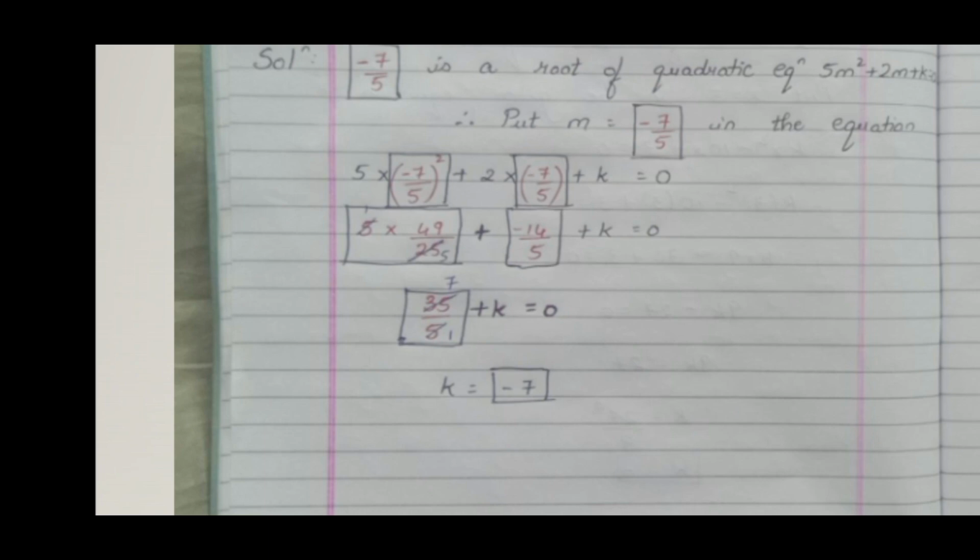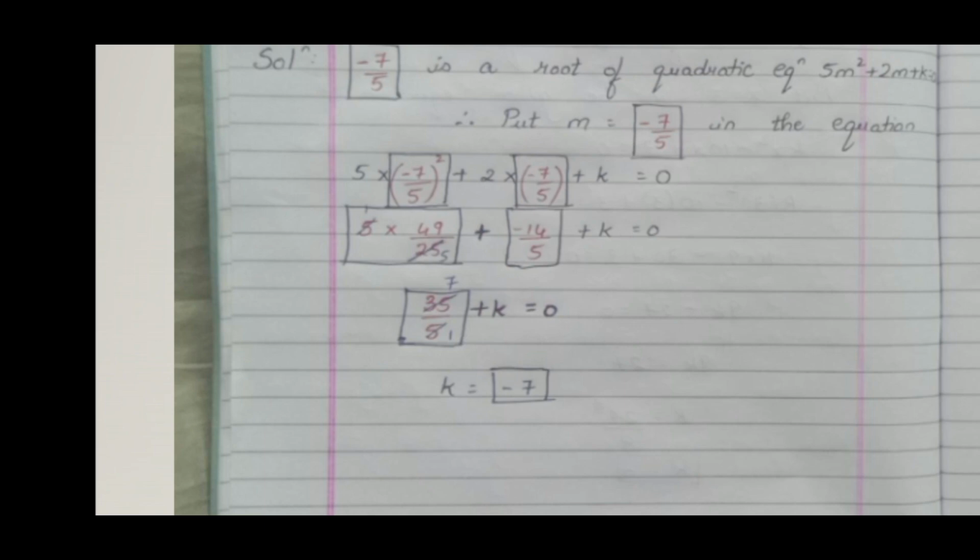So now I get 5 into 49 upon 25. Out of the 25, I can divide 5 ones and 5 fives. So the new formation is 49 upon 5 minus 14 upon 5 plus k is equal to 0. 49 minus 14 will give me 35 upon 5 plus k is equal to 0. 5 ones and 5 sevens. So what I am left with is k is equal to minus 7.